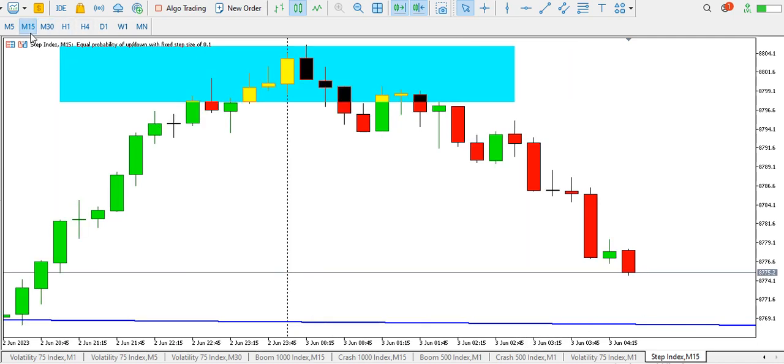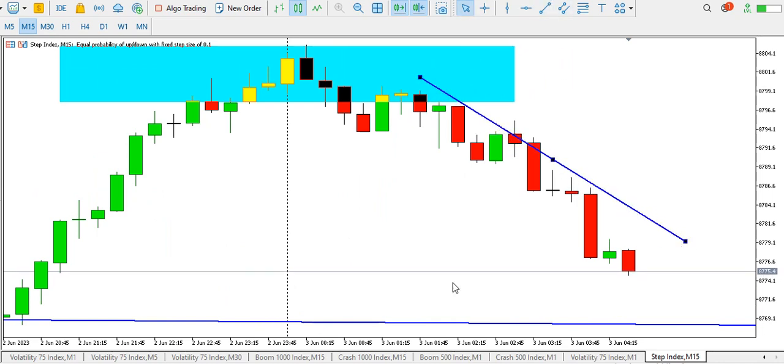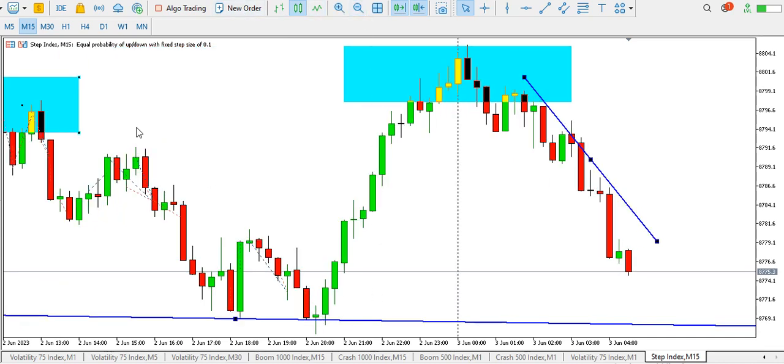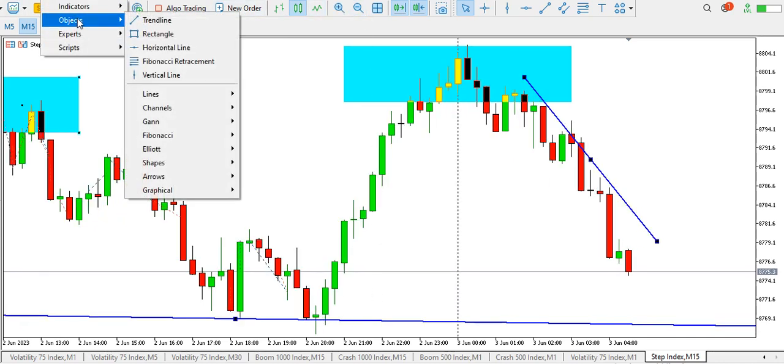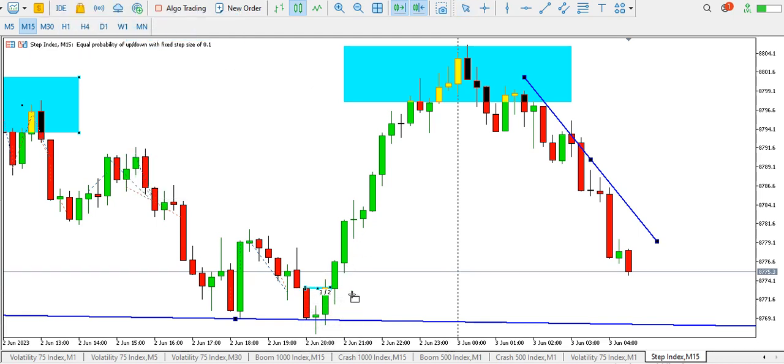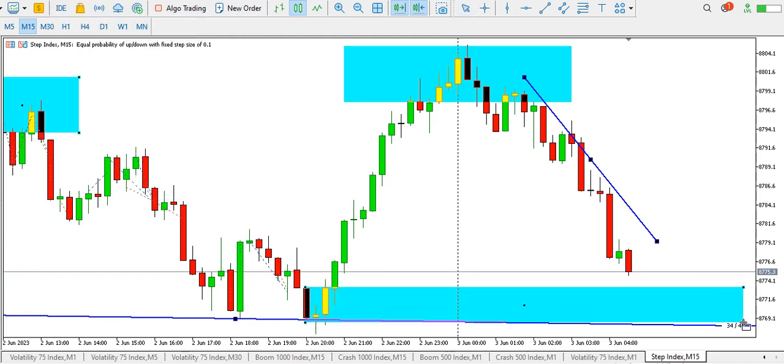On the 15 minutes time frame, price is still dropping. Look for selling opportunities. Try to sell to the order block. Price is almost at this particular order block on the 15 minutes time frame.